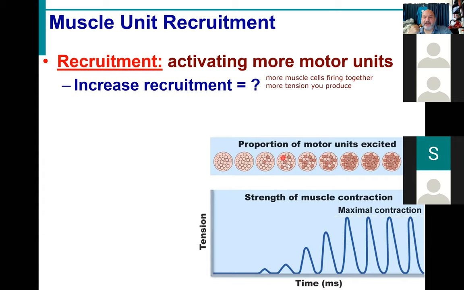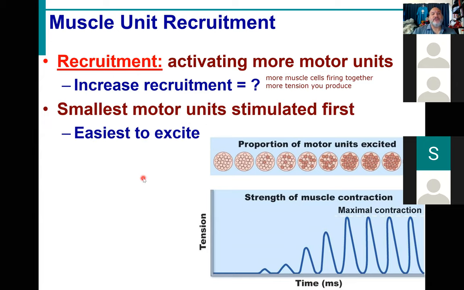But then we recruit the next one that has three in it, and then that increases it, and then the next motor unit, and the next motor unit, until we have recruited all of the motor units that are communicating with that fascicle. At that point, like when I was lifting those six pens, when all the muscle cells are firing together, that's obviously the maximum amount of tension you're able to produce by that fascicle, right? You've recruited everything that can be recruited, and that is now the maximal tension you can produce.